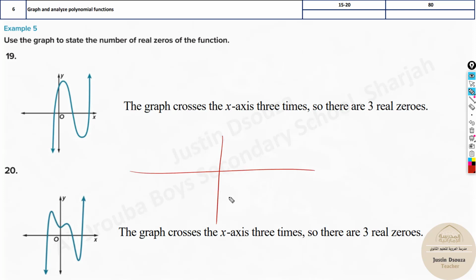One last thing, what if this was your question? Then there are no real zeros. If this is your question in the exam, it is not touching the axis at all. Don't write 0, there are basically no real zeros. Only imaginary roots are possible for this. So those are the answers.